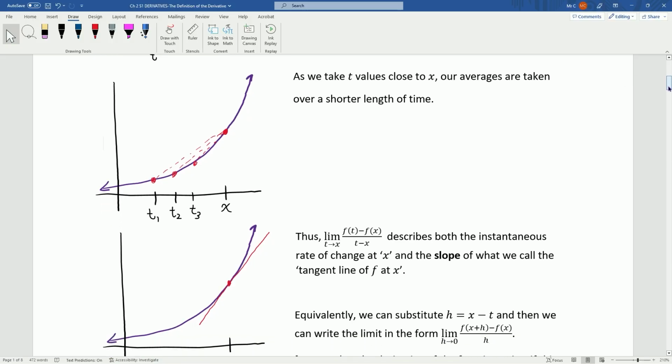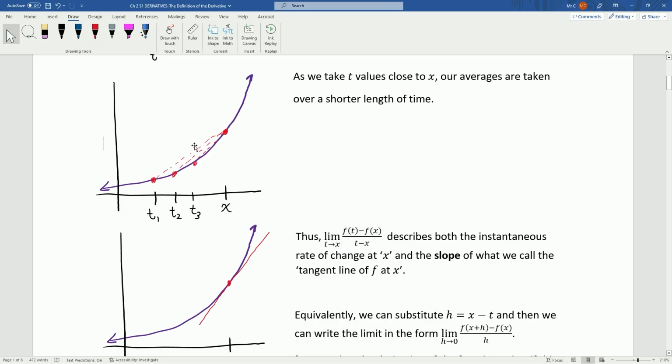So this is why the tools of limits are so important in calculus, because we can build this idea of rates of change using the structure of a limit. So we ask ourselves, okay, what happens as t approaches x? That's a limit. So we take the limiting behavior as t approaches x of f of t minus f of x.